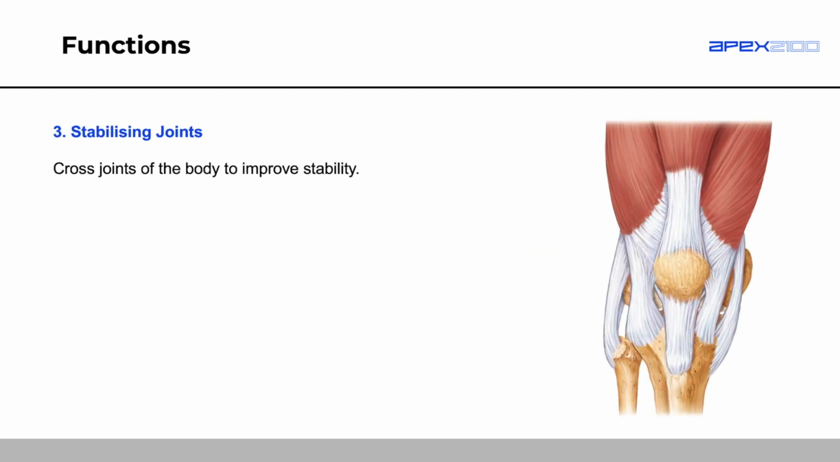The third function of muscles is stabilizing joints. So most muscles cross joints, some of them cross 2 or 3 joints. And when a muscle crosses a certain joint, it adds to that stability of the joint. And you can see in the picture here, we've got our quadricep muscles coming down to the knee joint. And we can see the patella of the knee there, that sesamoid bone. And you can see the tendons of these muscles are really wrapping around that knee joint and going to help to provide some stability there.